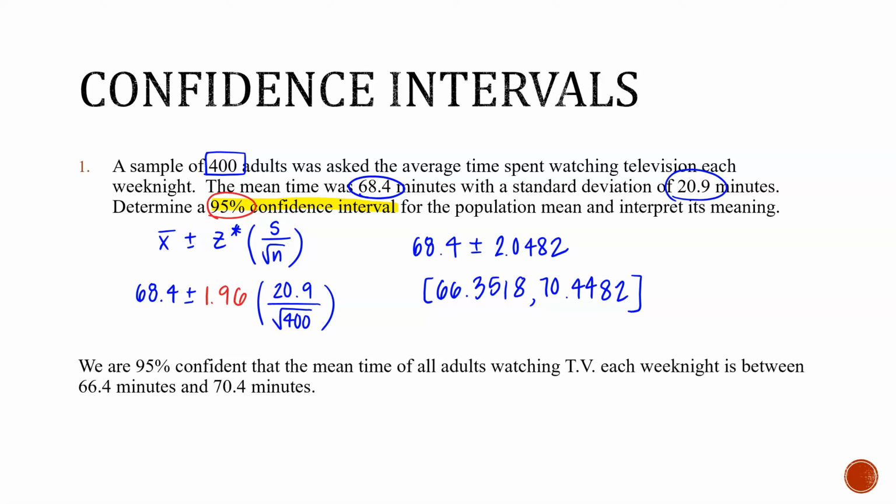So I'm going to conclude that we are 95% confident that the mean time of all adults watching television each weeknight is between 66.4 minutes and 70.4 minutes.